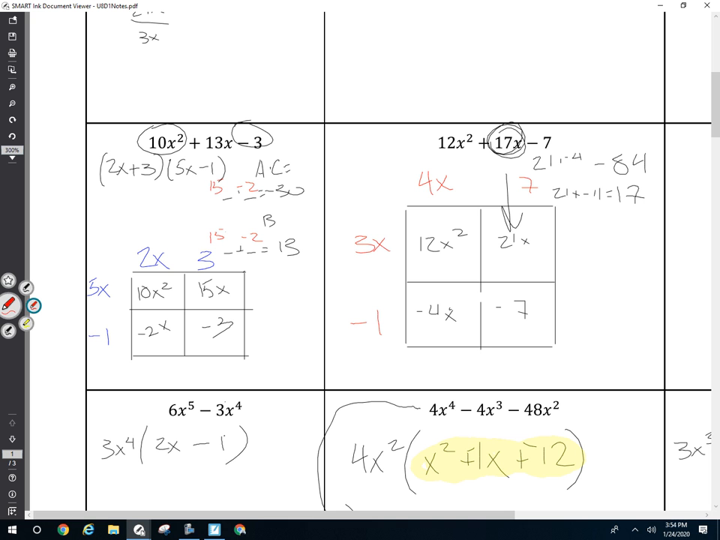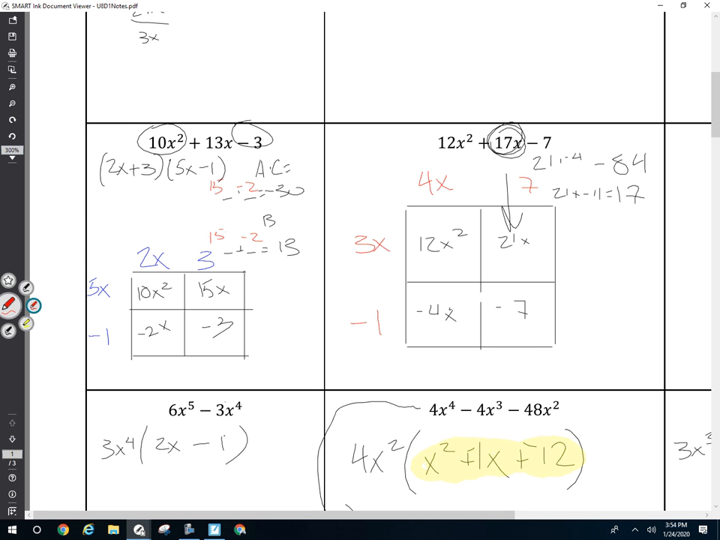What do you think about this? Yeah, the box. I have absolutely no idea. Do you kind of see, if you look at these two things, 4x, you can pull out of both of them? See that? Like what do 12x squared and negative 4x share? 4x. Right? 21 and 7. What do they share?